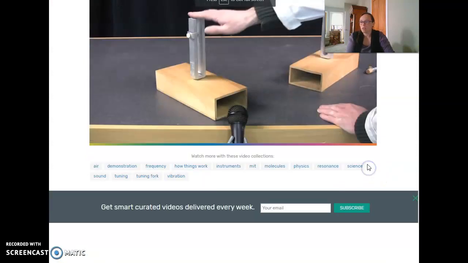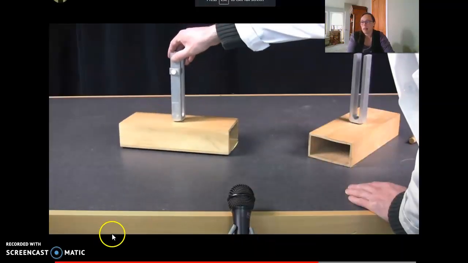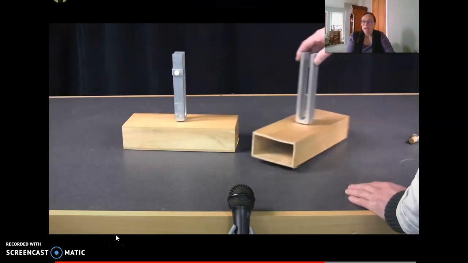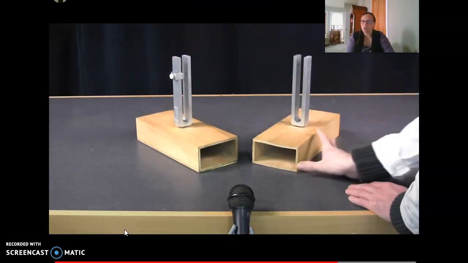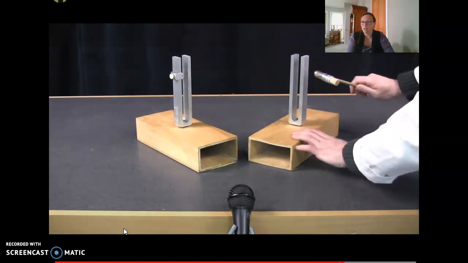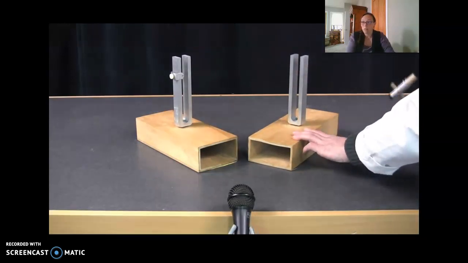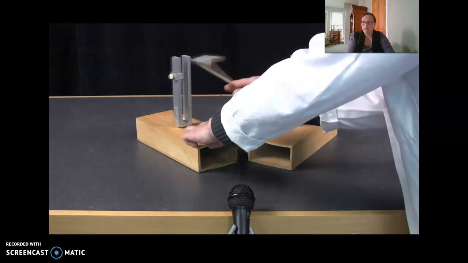So what he's going to show you here is how if we play 2 tones, they can interfere, and they can constructively and destructively interfere. So he's going to play our original tone.